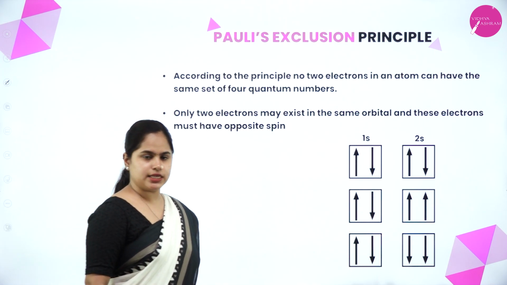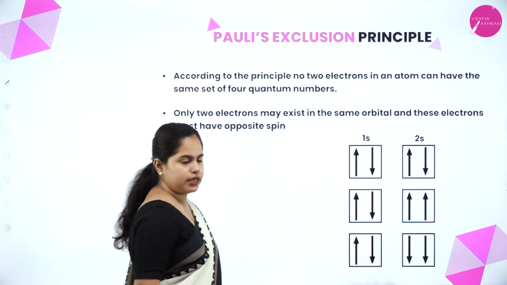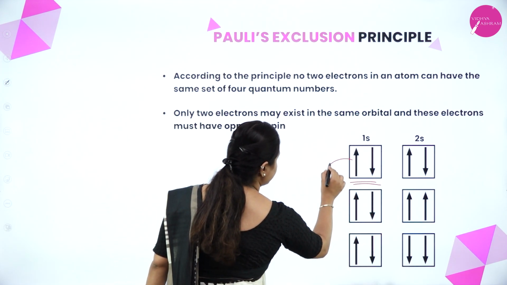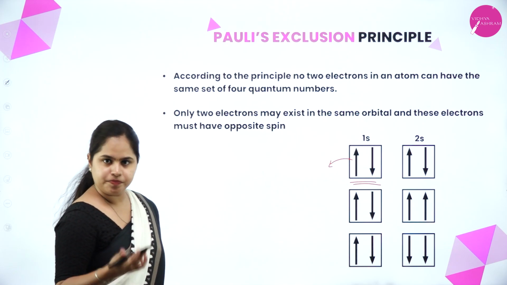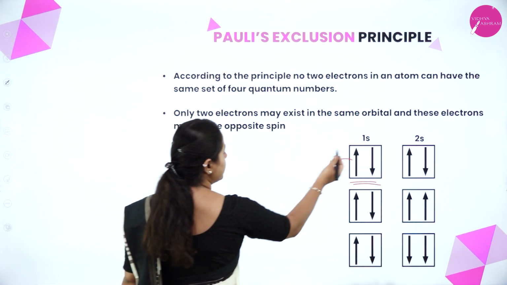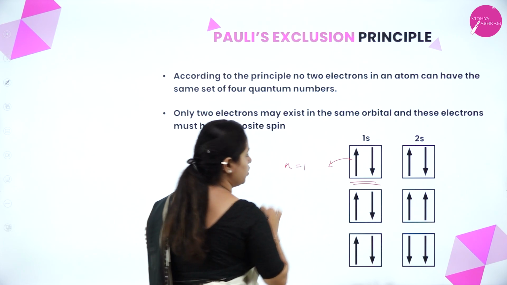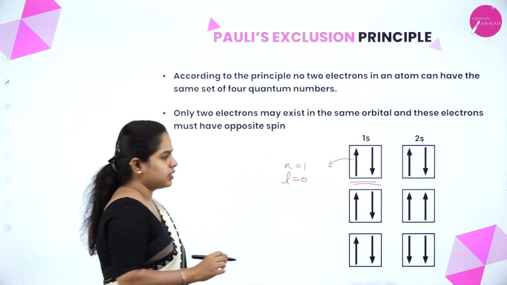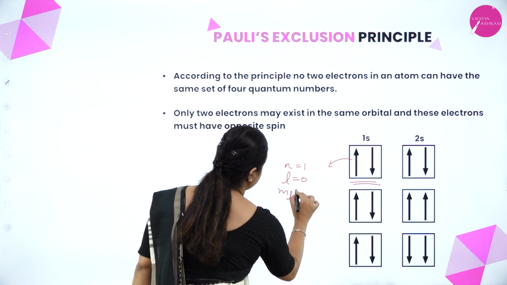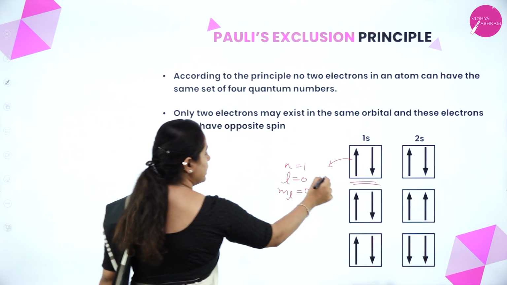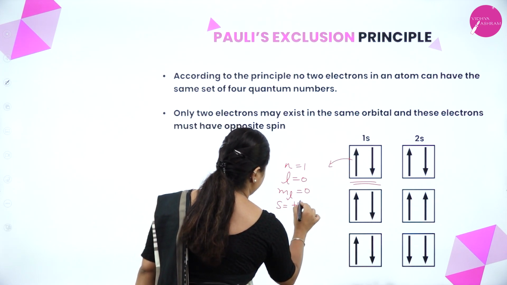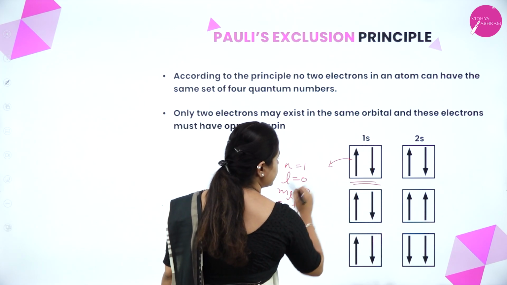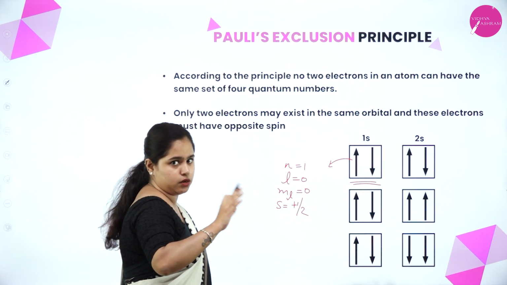So let us see the example here. 1s orbital. Yes, I am considering this particular 1s orbital. So for this electron, I am calculating the quantum numbers. So we know that it is 1s. So n value will be equal to 1. It is s subshell. So L is equal to 0. Yes. So if L is equal to 0, ML will also be equal to 0. And it is in clockwise direction. So S is plus half. Any doubt? No, right?